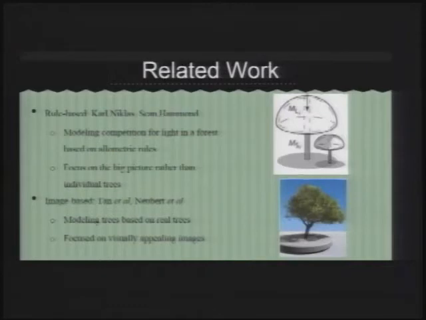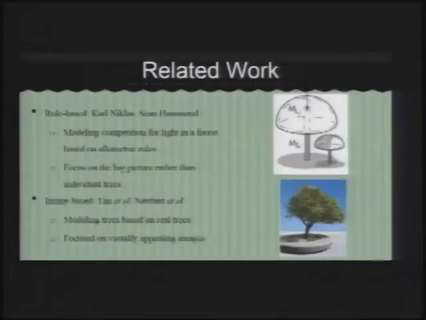Current work for tree modeling generally follows two different approaches, either rule-based or image-based modeling. Rule-based modeling is modeling trees based on biological rules and focusing on biological accuracy. An example is the work of Carl Nicholas and Sean Hammond. They program allometric rules into the model and focus on studying light competition in a forest. As you can see, their representation of a tree is very simple because they model a tree as being a single root segment or a single stem with a hemispherical canopy over it.